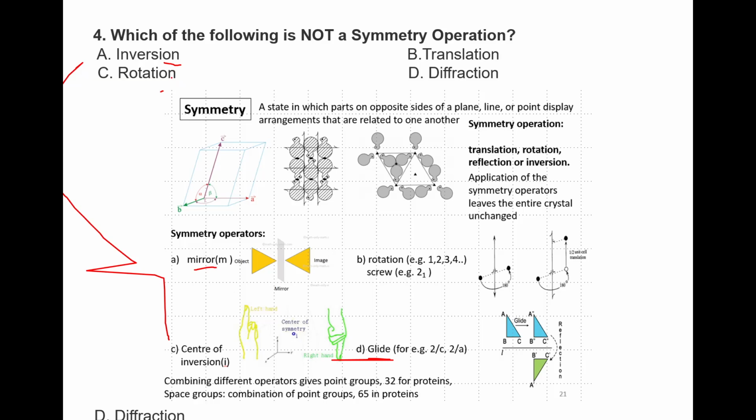Rotation is also a symmetry operator. Diffraction is not a symmetry operator. Translation is again a symmetry, because in the glide you are translating first and then reflecting. So translation is also a symmetry operation, but diffraction is a phenomenon. So this is also very easy. The answer to this question is D.